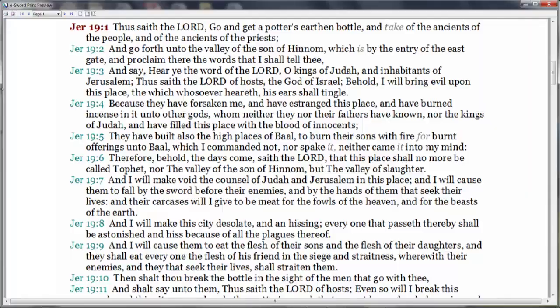Thus saith the Lord God, go and get a potter's earthen vessel, and take of the ancients of the people, and of the ancients of the priests. So, this is the story of Jeremiah 19:1. He's told to take an earthen bottle or vessel, and he's told to gather the elders together because he's going to do an enacted parable.